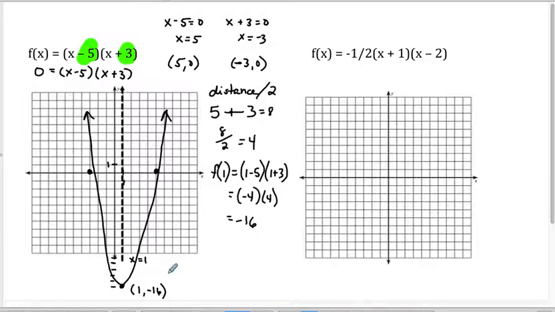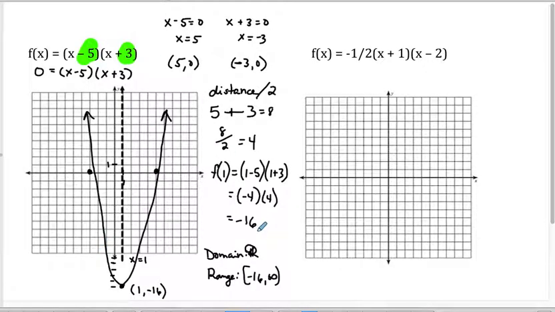Okay. Domain, just to make note, domain, of course, is the set of all real numbers. And the range, here we have a minimum value at negative 16. So we have a minimum at negative 16, and then we go all the way up to infinity going up.